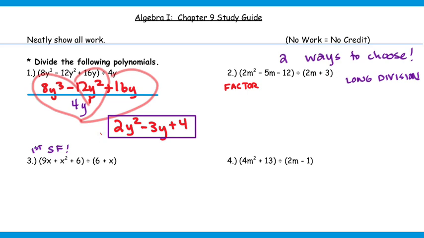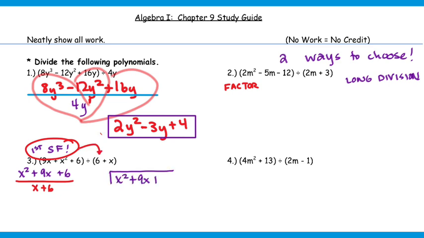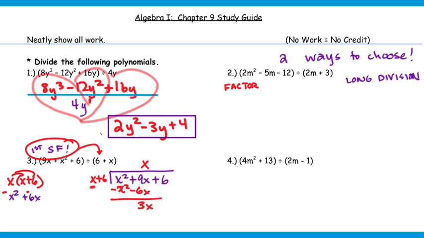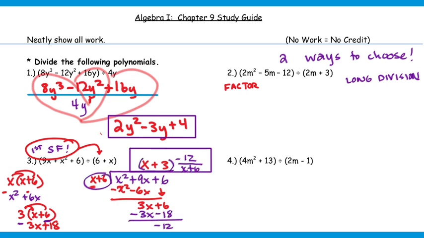All right, number three, we have to first put it in standard form. When we do that, we see that we cannot factor this, that we have to use long division. Using long division means that I look at x going into x squared, it goes x times. I multiply that out, and then I have to take it away. I bring down, and I see 3x plus 6. It goes 3 times. I distribute the 3, and then I have to take this away. My remainder is negative 12 over our denominator.